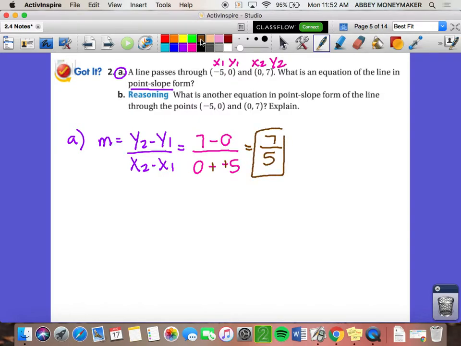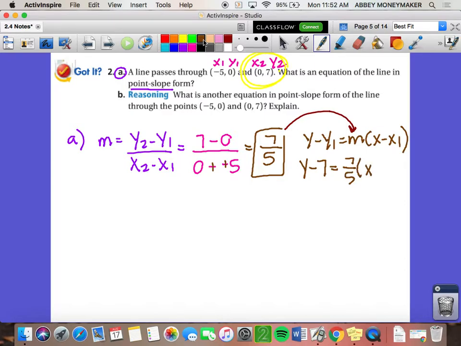Again, it doesn't matter which point you use when you're plugging in point slope form. It really doesn't. I'm going to choose this one this time, and I'll tell you why. It doesn't have a negative in there. So I'm just making my life easier. y minus y1 equals m times x minus x1. So I get y minus 7 is equal to my 7/5, because again, that's my slope. And then I have x minus 0. There is my equation in point slope form.